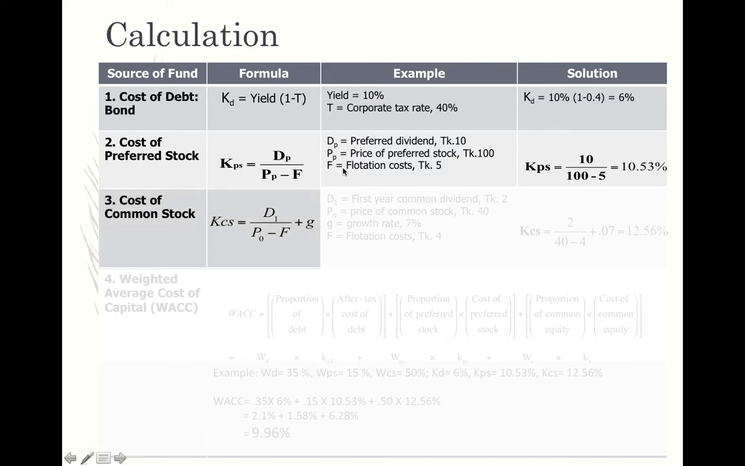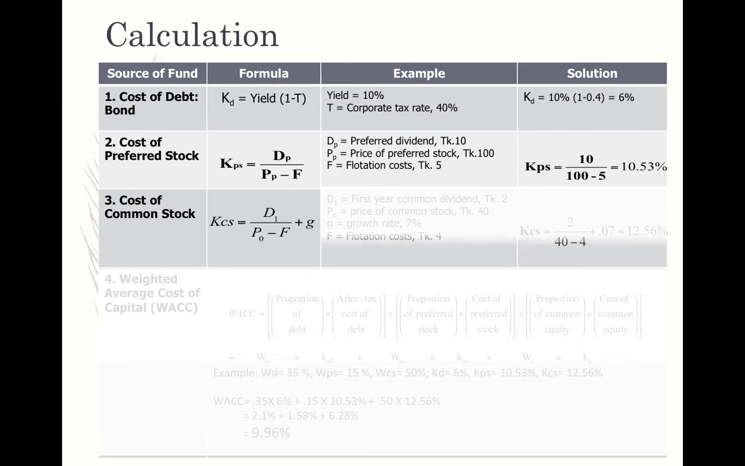Now let us come to the third one, which is cost of common stock. Calculating the cost of common stock. Again, the formula is dividend divided by price minus f. This is same as the last formula of preferred stock, but here one thing is added, growth rate. In case of preferred stock, preferred dividend remains the same. Preferred dividend does not grow, but in case of common stock, the dividend of the common stock may grow. So that's why there is plus G in order to adjust that.